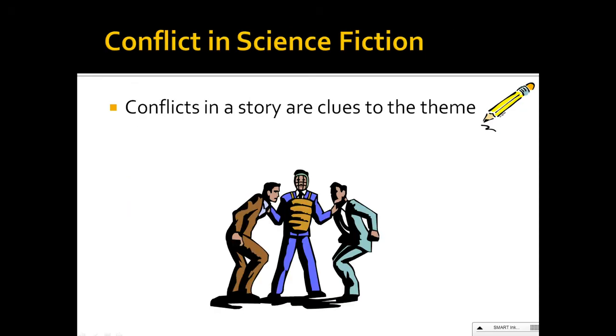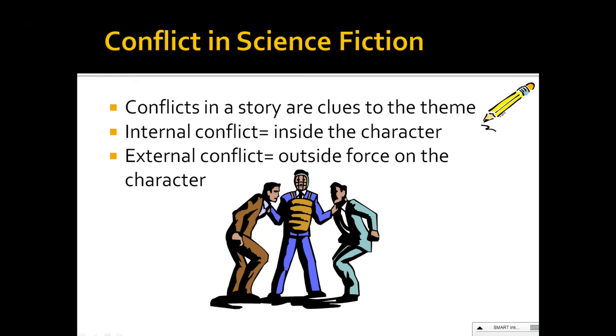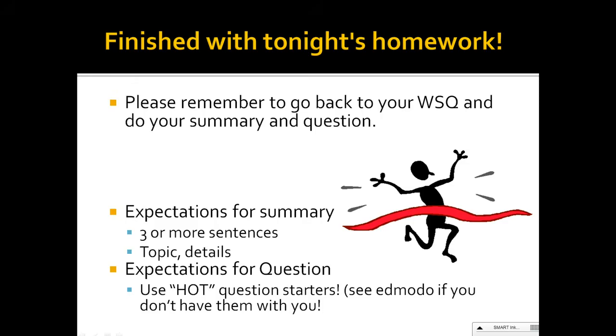Generally, conflict in science fiction is a story in the story are clues to the theme, and some of those conflicts might be internal, where they're inside the character or taking place within the character, and then some can be external. That could be like an outside force on the character itself. And generally, a theme in science fiction, again, will apply to life as we know it, and this helps make it really memorable for the reader, just again to reiterate that.